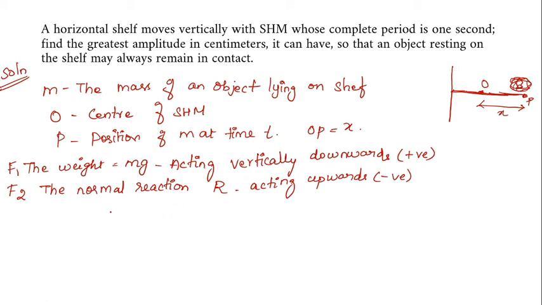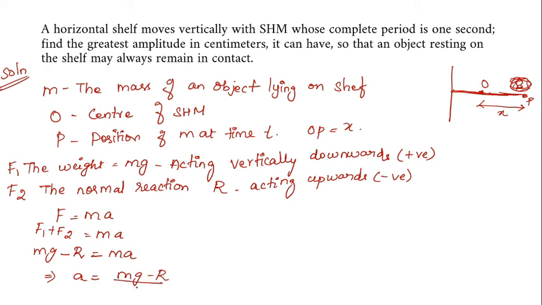We know that force is equal to mass times acceleration. And what is this force? This force is nothing but F1 plus F2. So F1 plus F2 is equal to mass times acceleration. Your F1 is mg, and the normal reaction R is acting upwards, so it is negative. So mg minus R is equal to m times A. From this we can find A, which implies that A is equal to (mg minus R) divided by m. It is the acceleration of the mass.